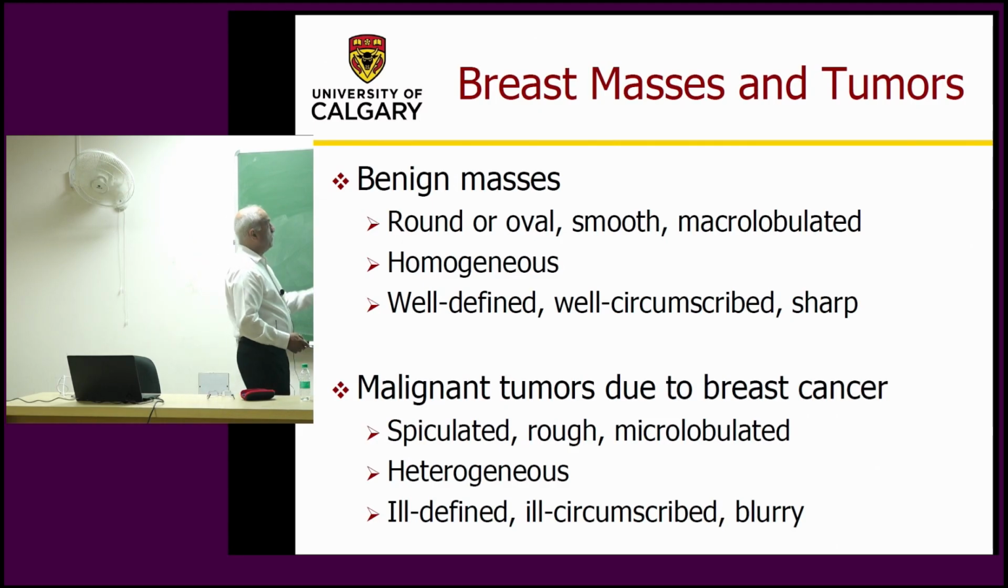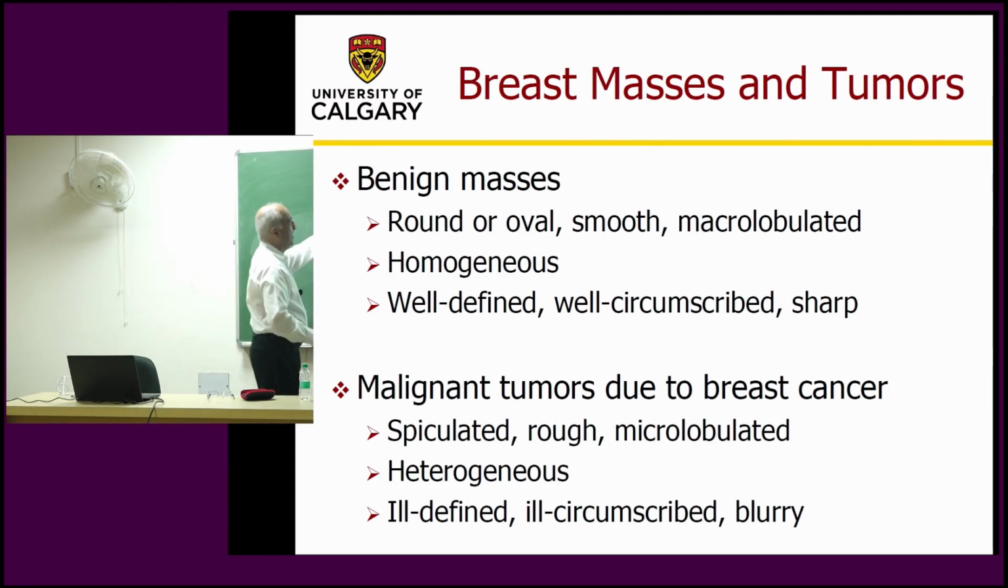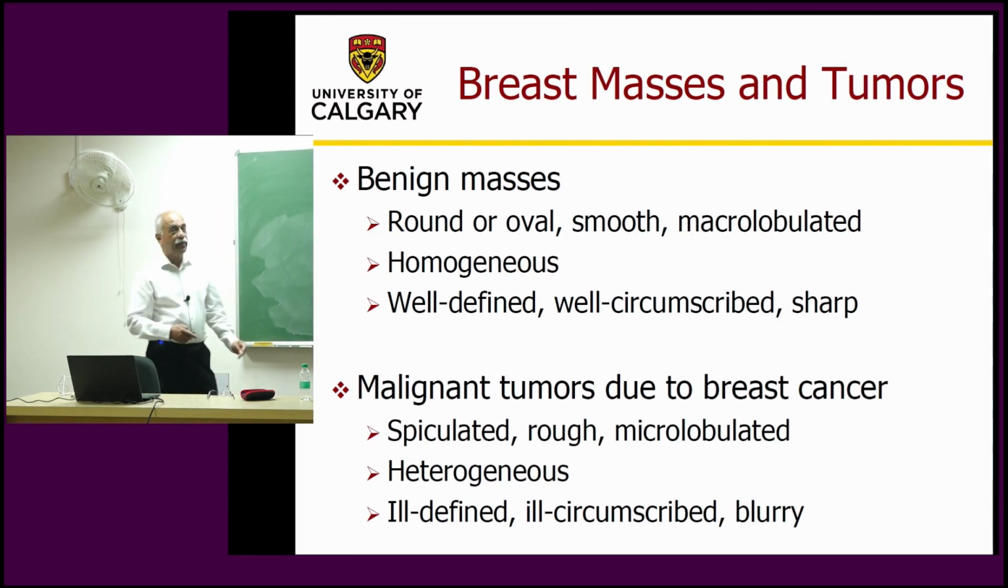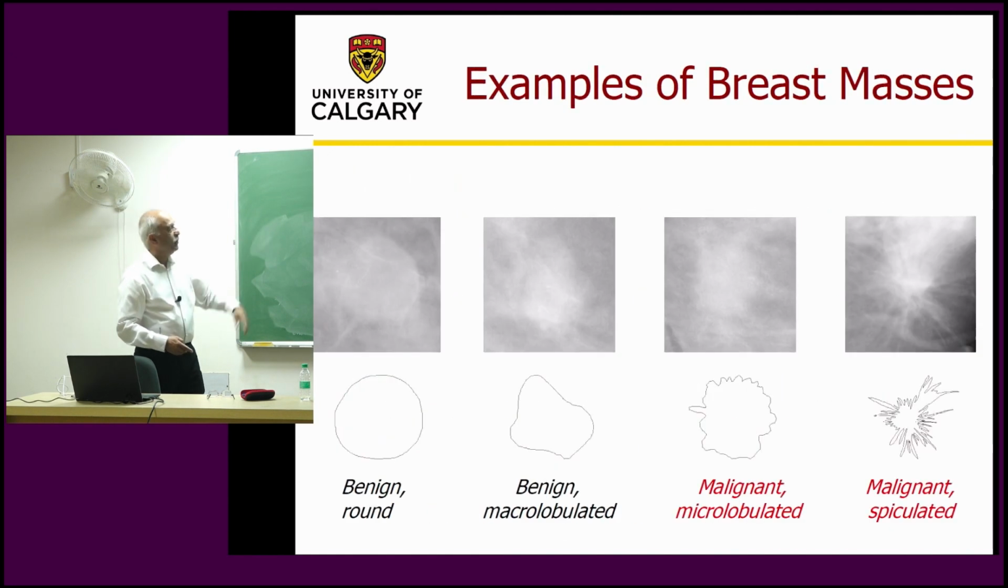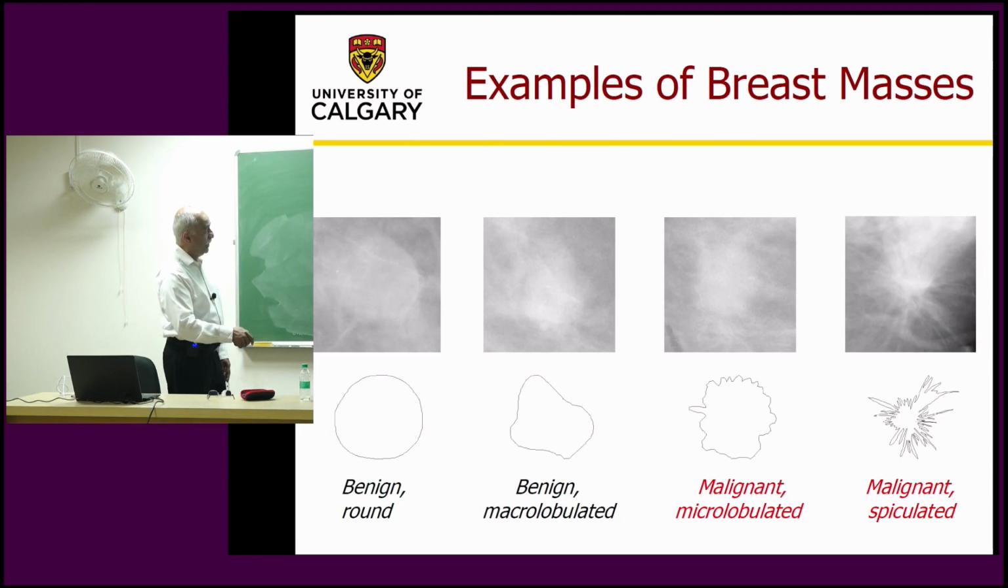So breast masses and tumors we have seen. Benign masses are round, oval, smooth, macrolobulated, homogeneous, well-defined, well-circumscribed, with sharp edges. Malignant tumors due to breast cancer are spiculated, rough, microlobulated, heterogeneous in density. That doesn't matter in terms of contours and shapes, but it matters in frequency content. Ill-defined, ill-circumscribed, and blurry. Those are from BI-RADS and from our discussions with the radiologist. Here are some examples, going from benign round to benign macrolobulated, malignant microlobulated, malignant spiculated. Contours drawn by Dr. Desautels in the grayscale images.